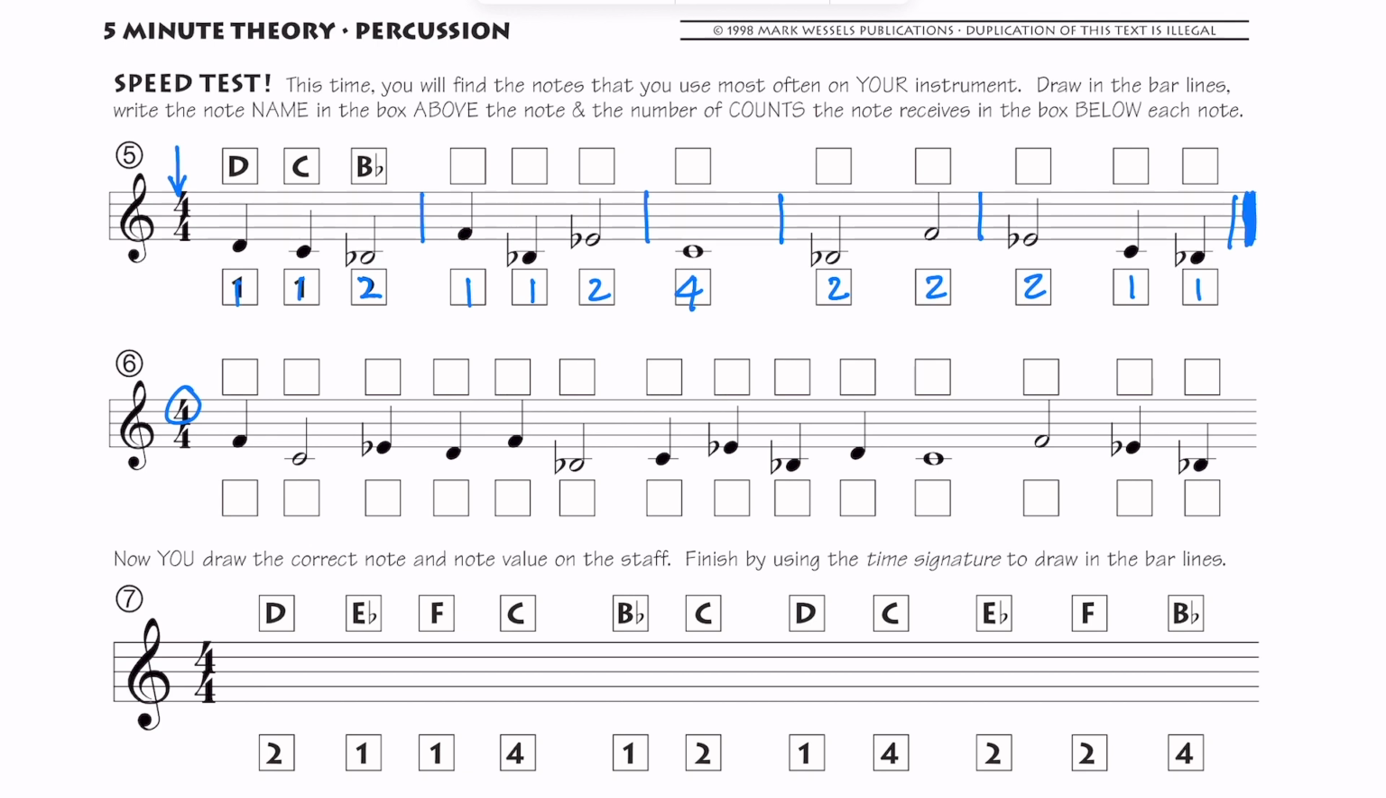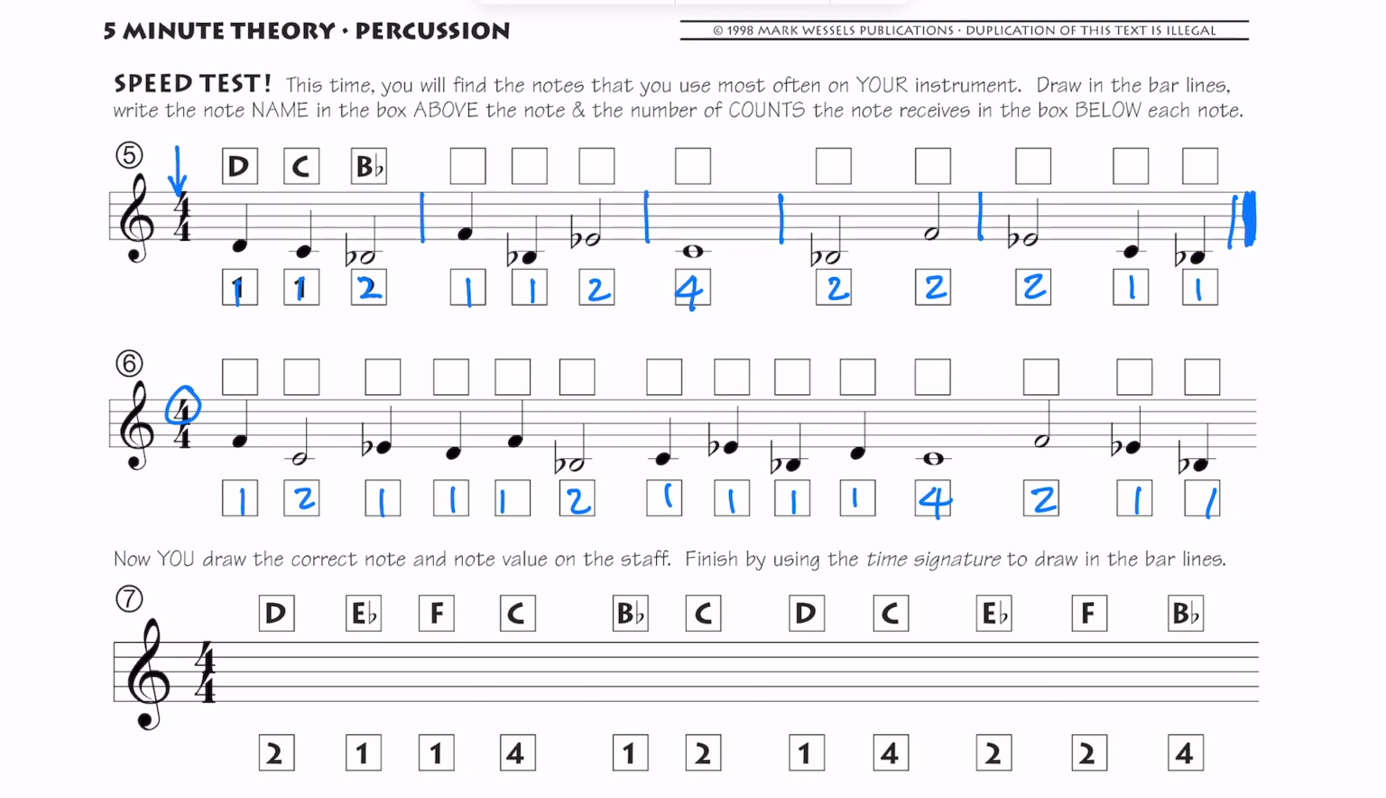First, let's just go through and write in the number of counts for each note. Quarter notes get 1, half notes get 2. Quarter note, quarter note, quarter note, half note, quarter note, quarter note, quarter note, quarter note, whole note, half note, quarter note, quarter note. Now, let's use the time signature to draw in the bar lines.